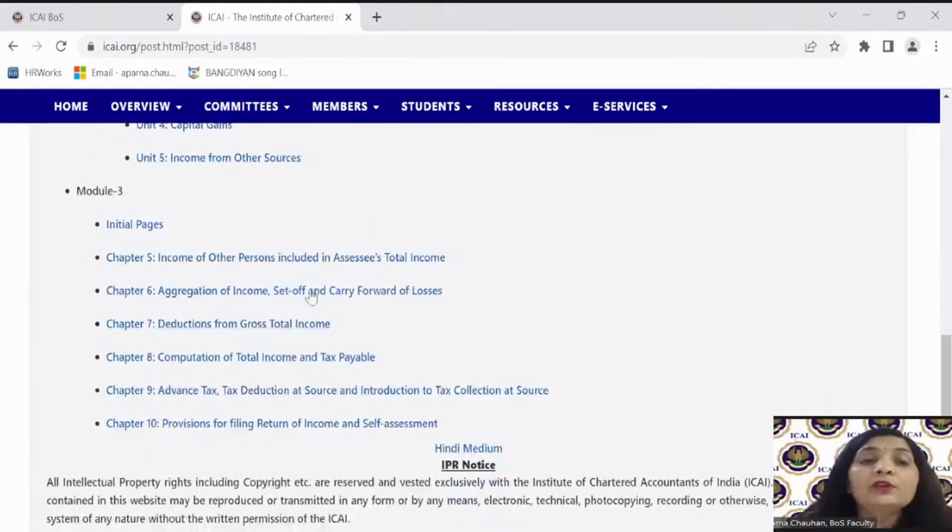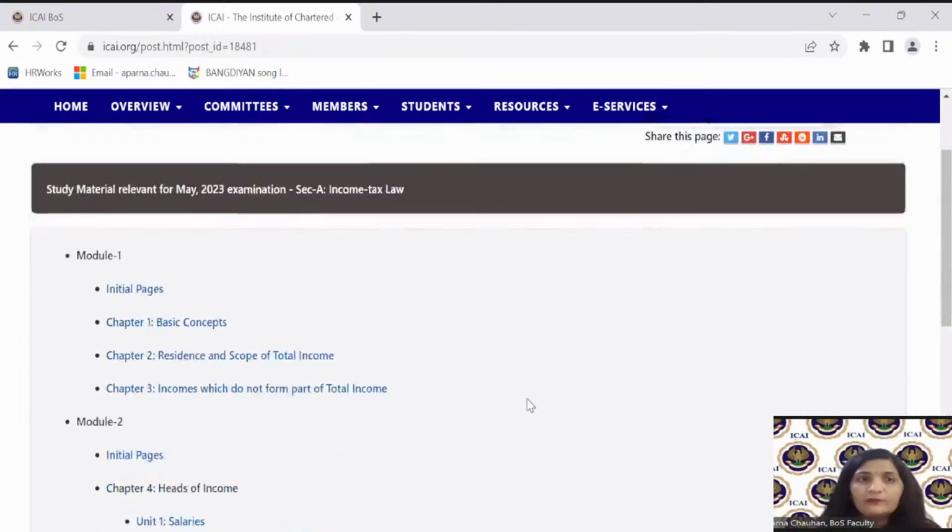Then module 3. Module 3 covers the clubbing provisions, aggregation, set off and carry forward of losses, deductions from gross total income. There is a gross total income also. There is a total income, then advance tax, TDS, TCS, and provisions for filing the income tax return. So these are the basic study material for you.